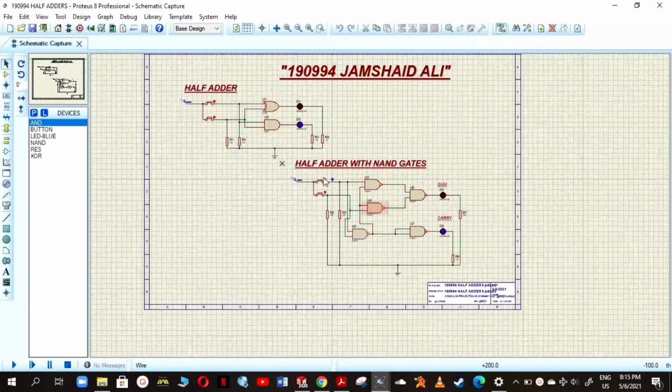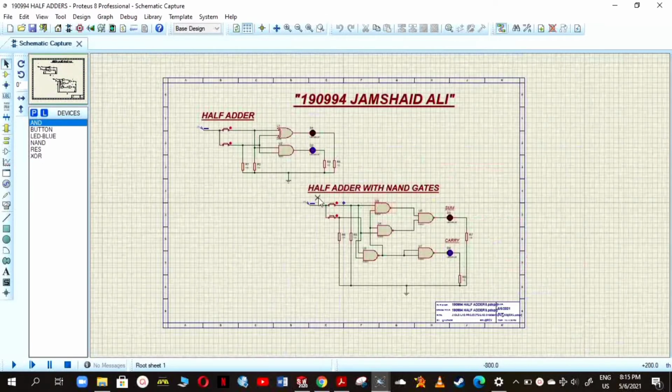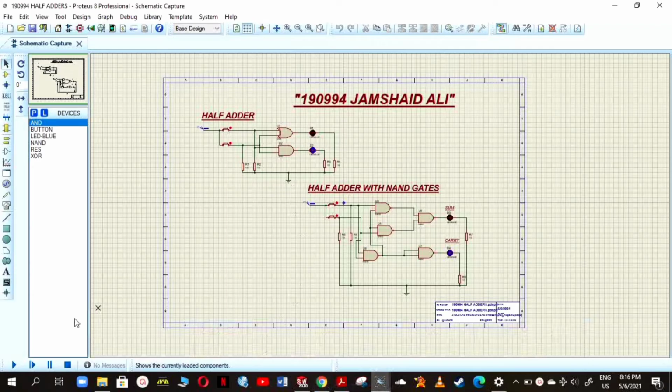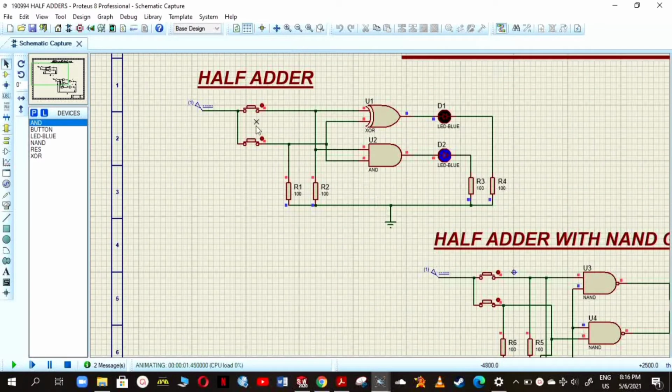So we are now going to prove all the operations on it. If I am applying 0 0, then I have to get summation 0, carry 0. And if I am applying 1 1 on input, then I have to get 0 on summation and 1 on carry. So now you can see in our Proteus circuit, by running our Proteus circuit, we can check. If I am applying 1 1 on both, then I will get 0 on summation and 1 on carry. This is the carry output.